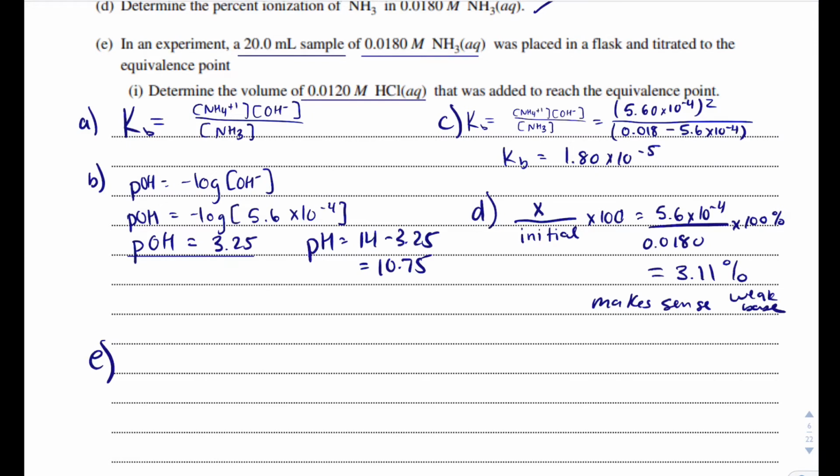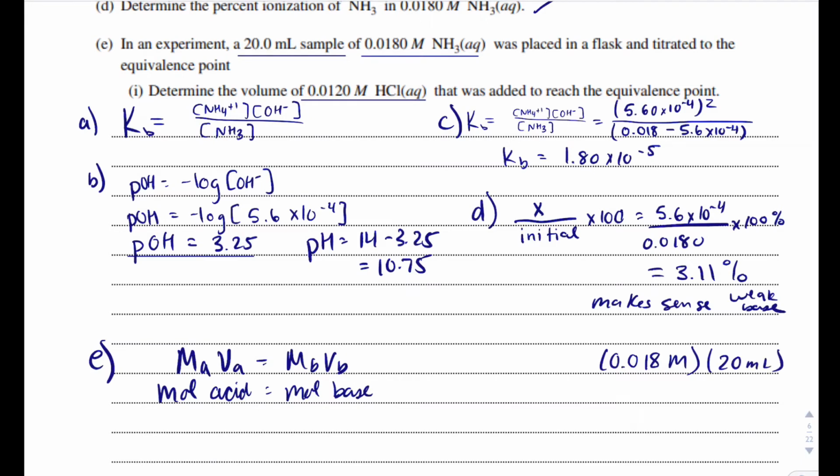We just need to determine the volume. So what you want to do if it's an acid-base titration, you do MAVA equals MBVB. But to make sure you get the point on the AP test, make sure you write moles of acid equals moles of base, because that is what's true at the equivalence point. And we just plug in what we know. We have 0.018 molar of base. We have 20 milliliters of it. The volume of the acid is what we need to solve for. The molarity of the acid is 0.012 molar. And so VA equals 30 milliliters of acid needed to reach the equivalence point.